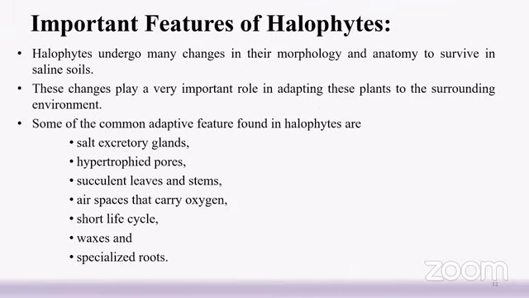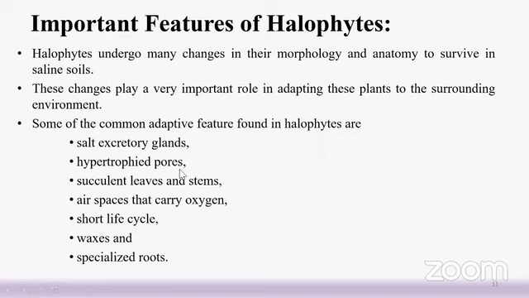So, what are the important features of halophytes? Halophytes undergo many changes in their morphology and anatomy to survive in saline soils, because the conditions are not normal for plant growth. So they have to modify their anatomy and their physiology to survive under those conditions. These changes play a very important role in adapting these plants to the surrounding environment. Some of the common adaptive features found in halophytes are salt excretory glands. Like in the classification we have seen, there are salt excluding types of halophytes. So they exclude the salts through these glands. This is one modification we can find in halophytes.